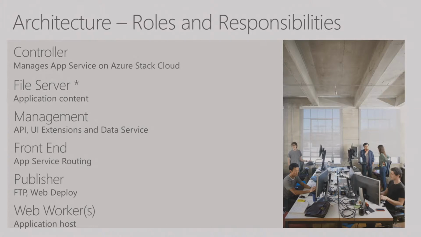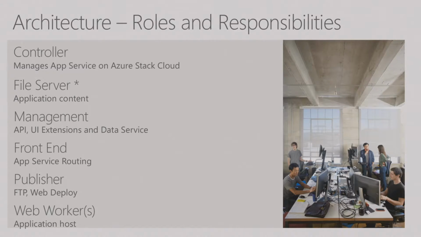We have a front end, which is our load balancer. Behind all of the software load balancers in Azure Stack, we also have our load balancer for our service, which dynamically decides which web workers the requests need to go to based on algorithms inside our code. We have a publisher, which effectively just exposes an FTP and a web deploy endpoint for your workers, and that helps to deploy all of your file content onto the file server.